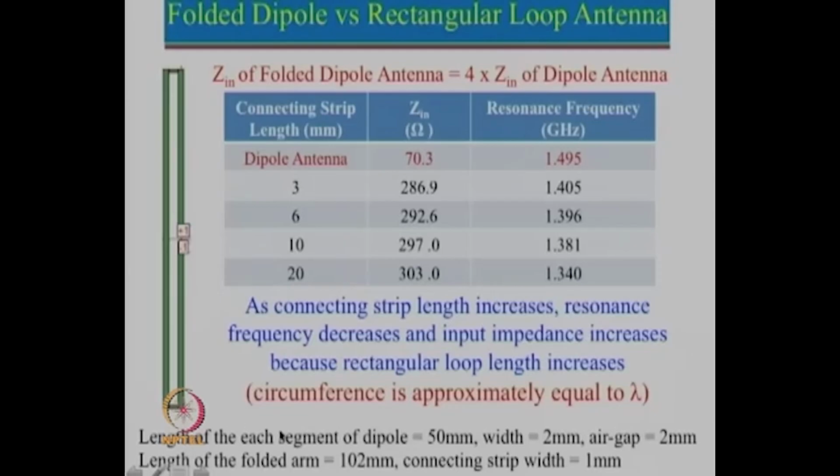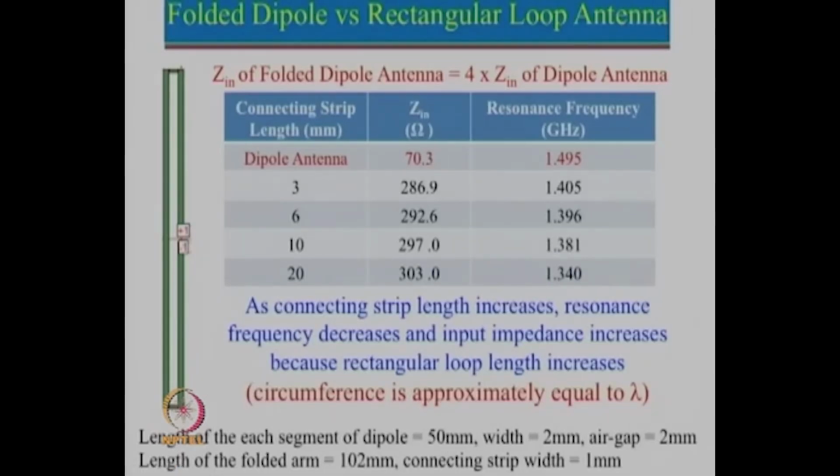We have done the simulation for these dimensions, where the length of each segment of the dipole is 50 mm here, 50 mm here, the width is taken as 2 mm, and the air gap is taken as 2 mm here. For this particular dipole antenna, the impedance is about 70 ohm, and resonance frequency is close to 1.5 gigahertz, and that can be very quickly looked into. If I say approximately this is 50 and 50, so that will be 100 mm, that is approximately equal to 10 centimeter.